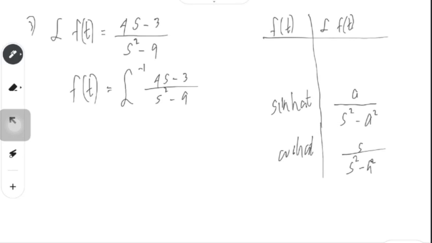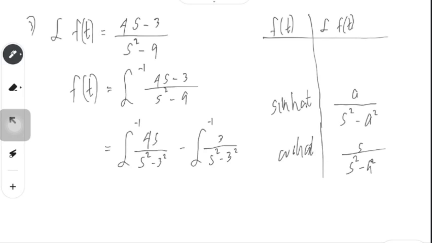Paano gagawin natin? Sir, pwede po bang paghiwalayin po yung 4s at saka yung negative 3 po? Theorem number 1, linearity property. Pwede. That is theorem number 1. If we apply linearity property, this can be broken down into the inverse Laplace transform of 4s divided by s squared minus 9. I-reduce na natin sa standard form. 9 can be written as 3 squared. Then minus the inverse Laplace transform of 3 divided by s squared minus 3 squared.